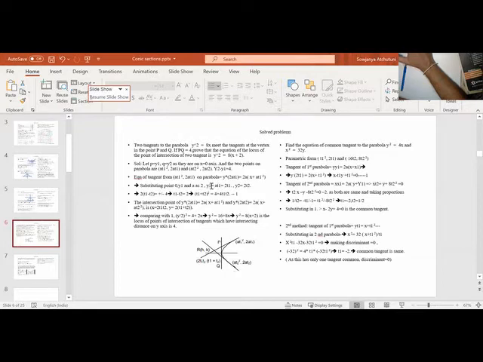So the t1's get cancelled. y1 is equal to at1, a is 2, so 2t1. Similarly, y2 is equal to 2t2. What is the difference? 2 into t1 minus t2 is equal to 4, since y1 minus y2 is equal to 4. That means t1 minus t2 is equal to 2.